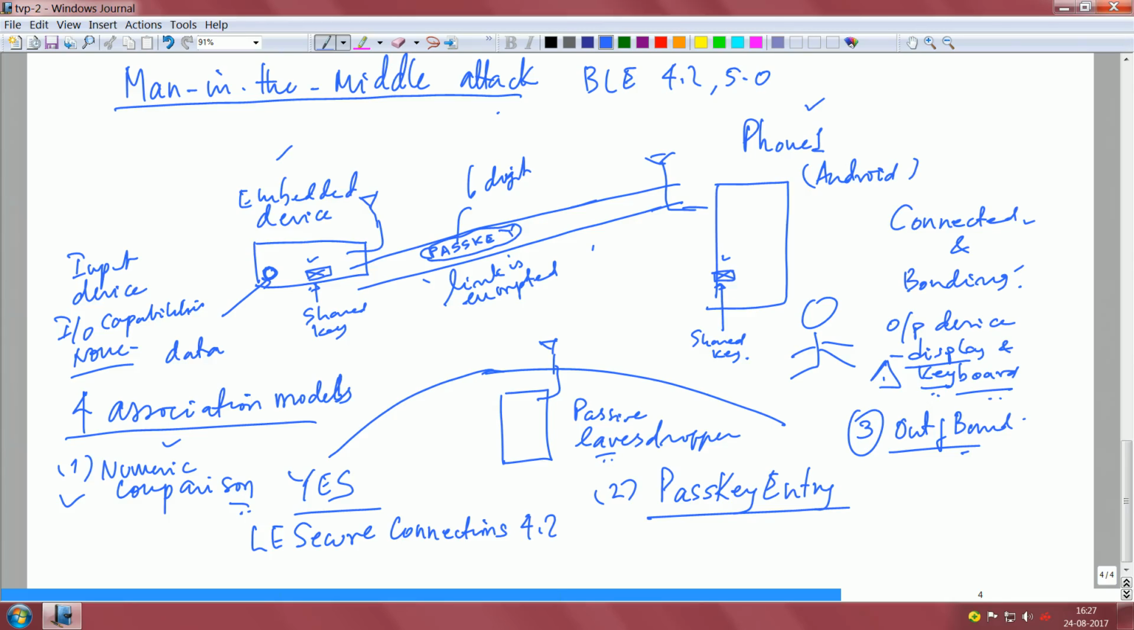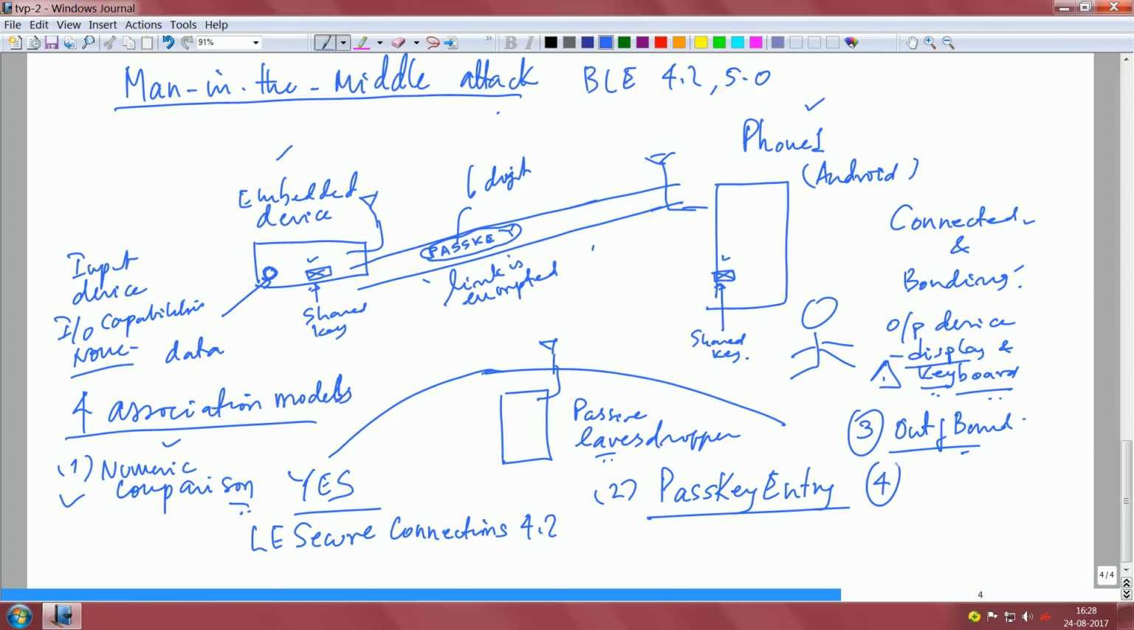The out of band association model is the model to use if at least one device with OOB capability already has cryptographic information exchanged out of band. Here protection against MITM depends on the MITM resistance of the OOB protocol used for sharing the information. Okay. So that is the third way.